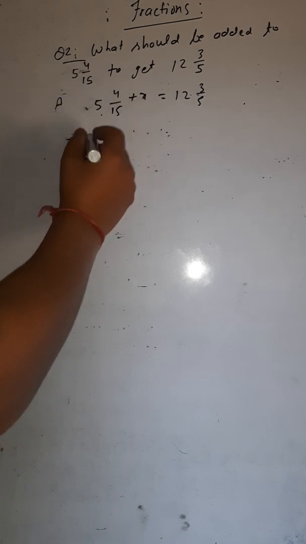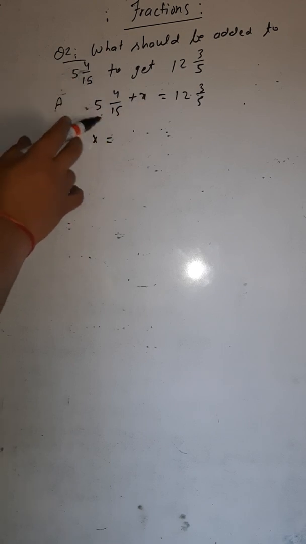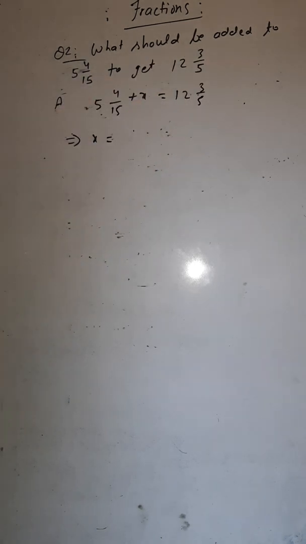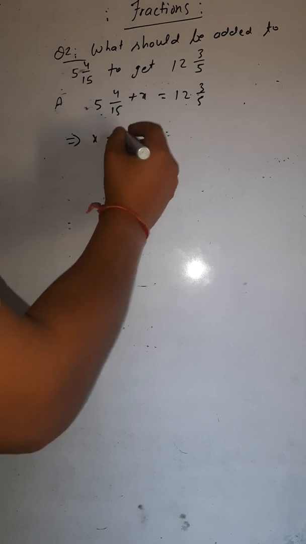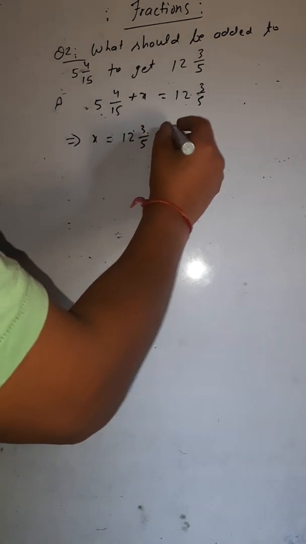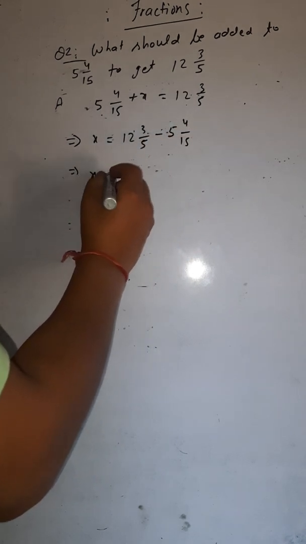It implies x would remain here. So x would be equal to, if x is left here, this 5 whole 4 by 15 would go there and become negative. It's plus here, so it would go there and become negative. So this you write first: 12 whole 3 by 5. This would become negative, so you would write minus 5 whole 4 by 15. Now x would be equal to.